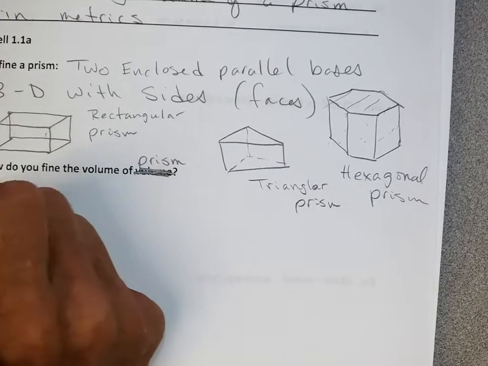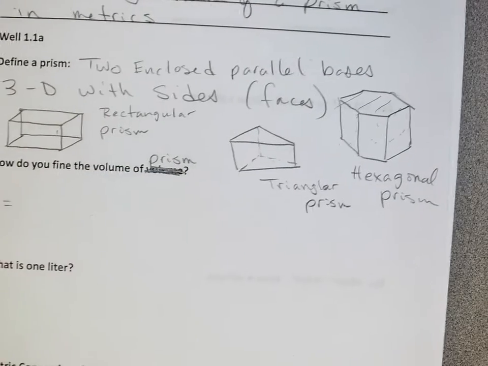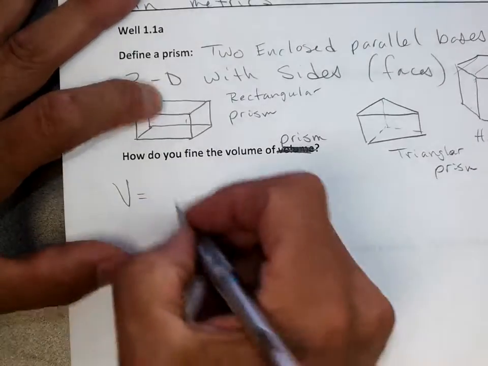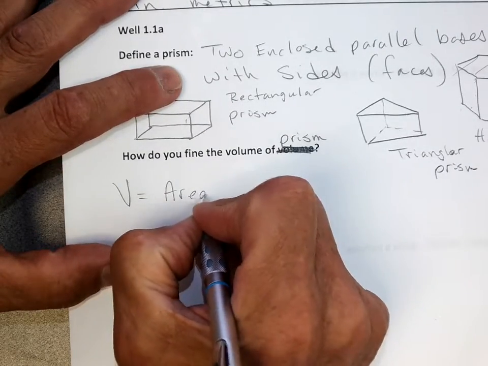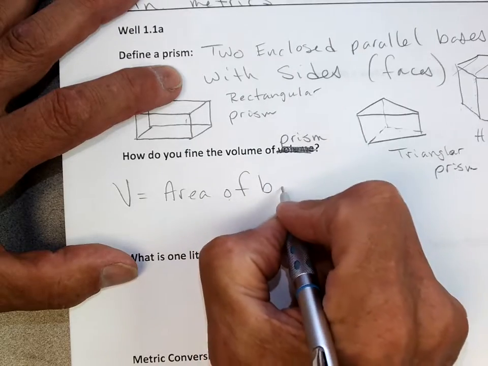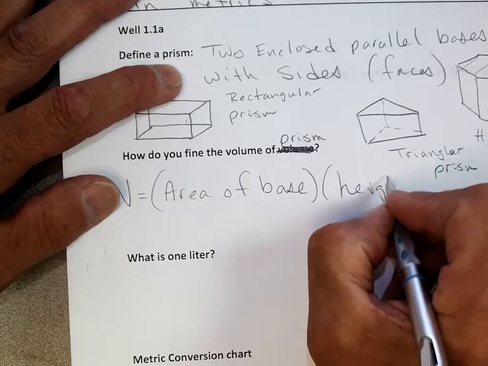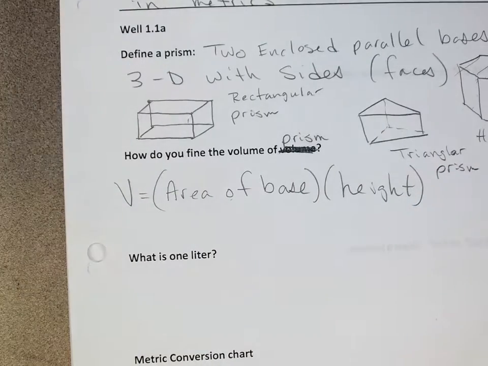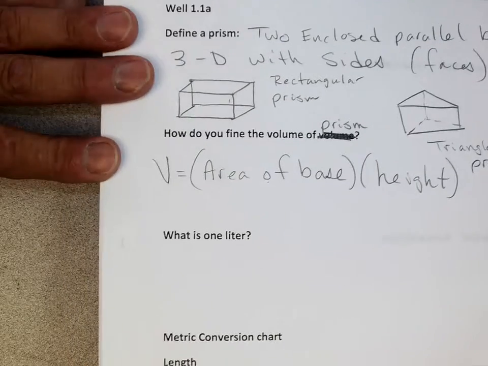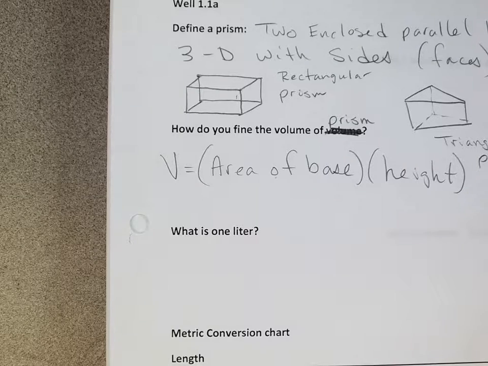Okay, big V for volume. This is really important. V for volume. It's simply going to be the area of the base times the height, okay? How am I doing? You guys have learned something today, haven't you? Wow, first day of school, we're already learning things, huh?